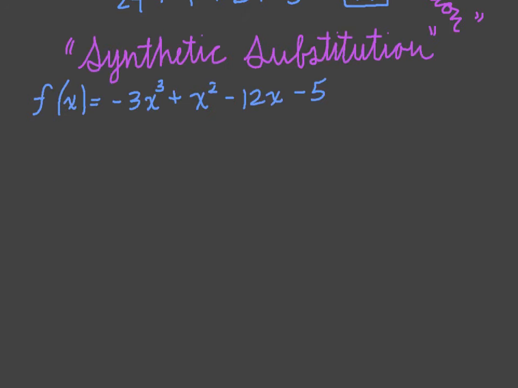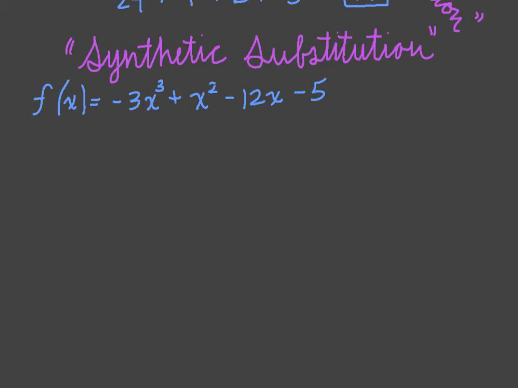So we're doing the same problem as we did above. I still have the same function, negative 3x cubed plus x squared minus 12x minus 5. This is my cubic polynomial, and I'm trying to evaluate it when x equals negative 2. So what that means is I'm trying to find f of negative 2, as in plugging in negative 2.